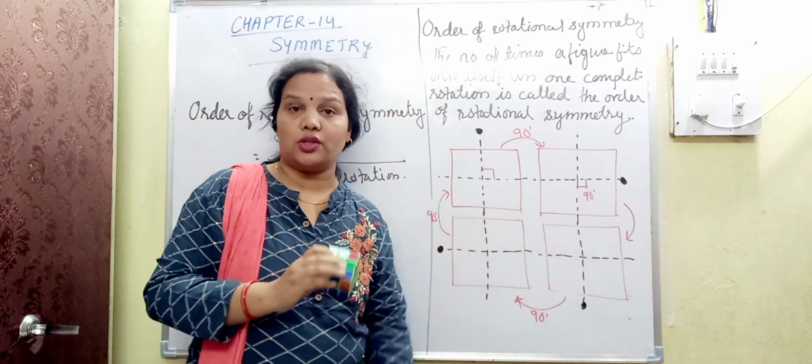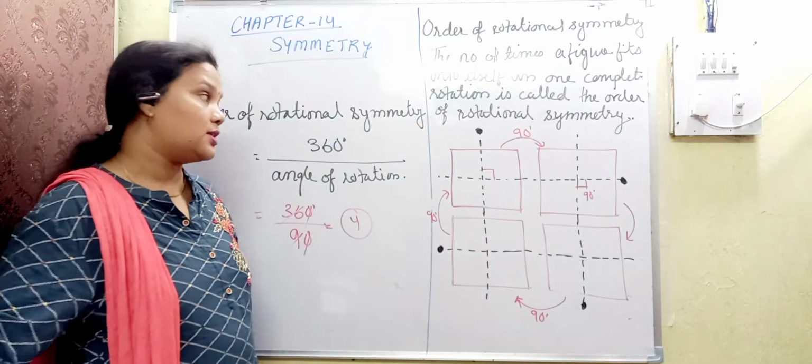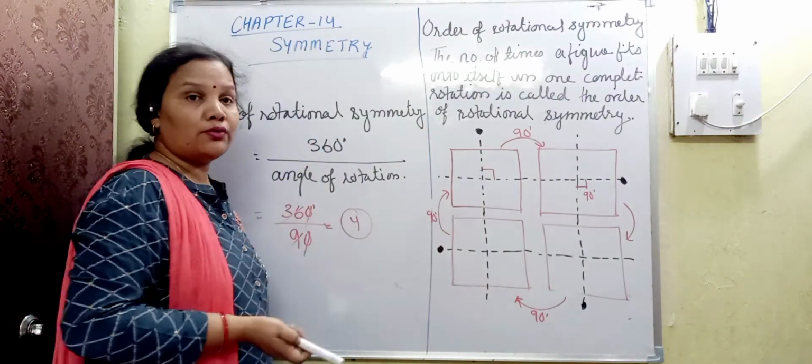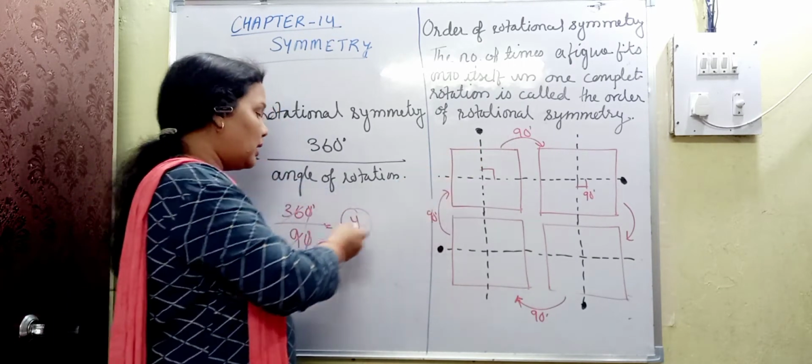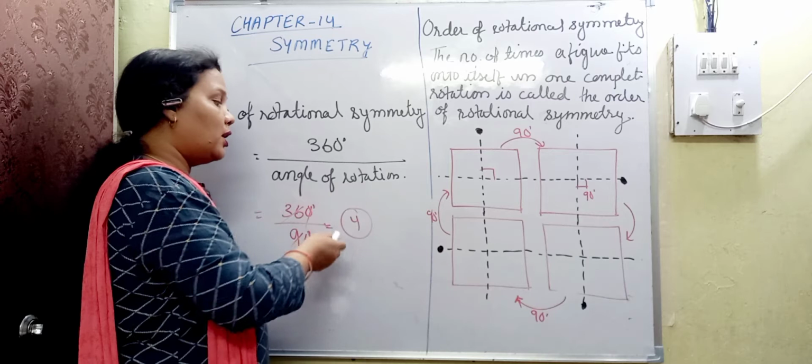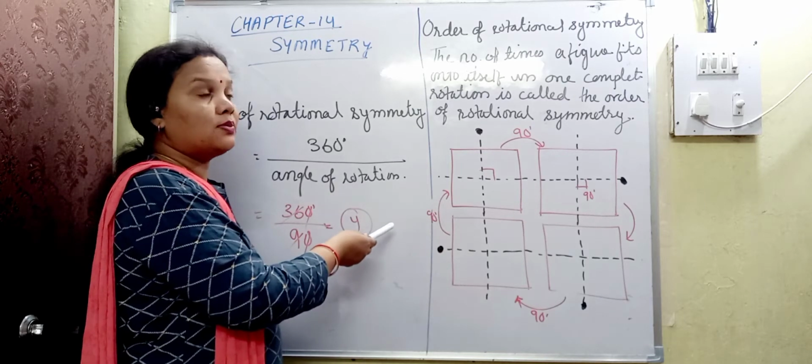This is known as order of rotational symmetry. So sometimes if it is asked to find the order of rotational symmetry when the angle of rotation is given to you, here it is 90 degrees, you just put the value here and you will get the order of rotational symmetry as 4.